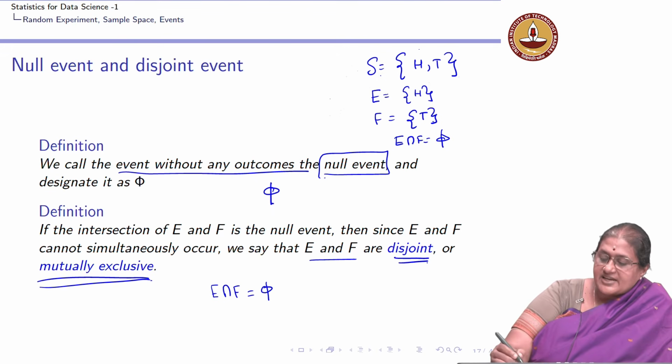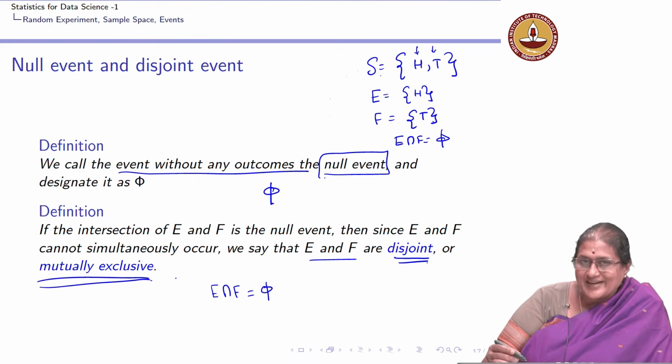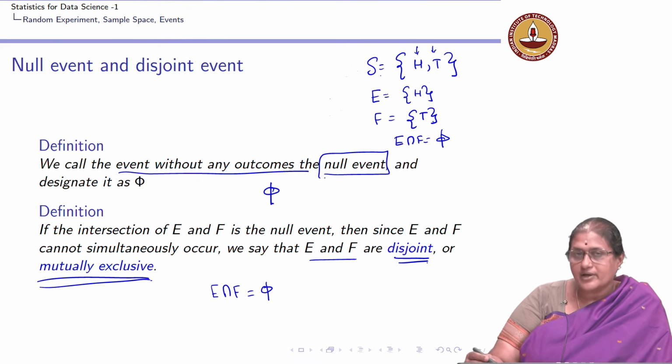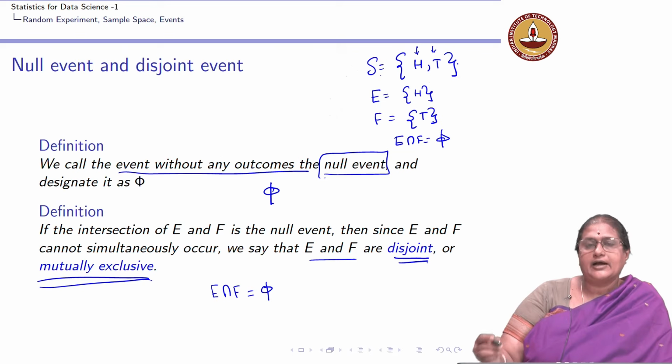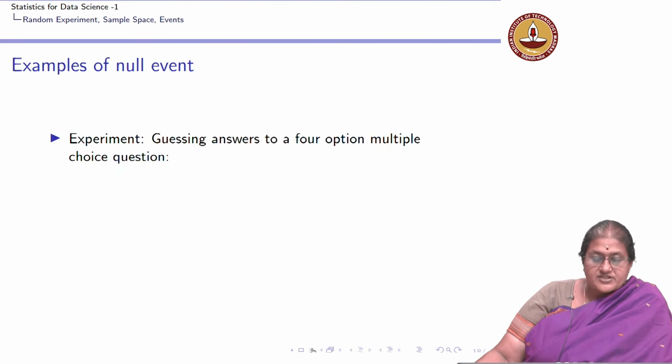In other words, I can say the outcomes head and tail are mutually exclusive: if I get a head, I cannot get a tail. If I get a tail, I do not get a head. So, these are mutually exclusive events.